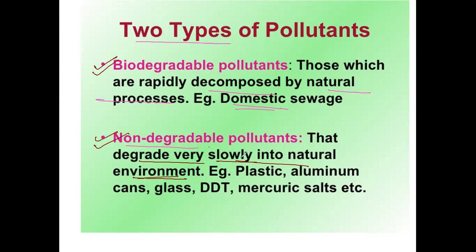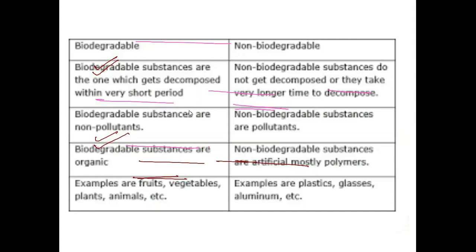Now on the basis of the part of the environment, there are three types of pollution in your environment: air pollution, water pollution, and soil pollution.